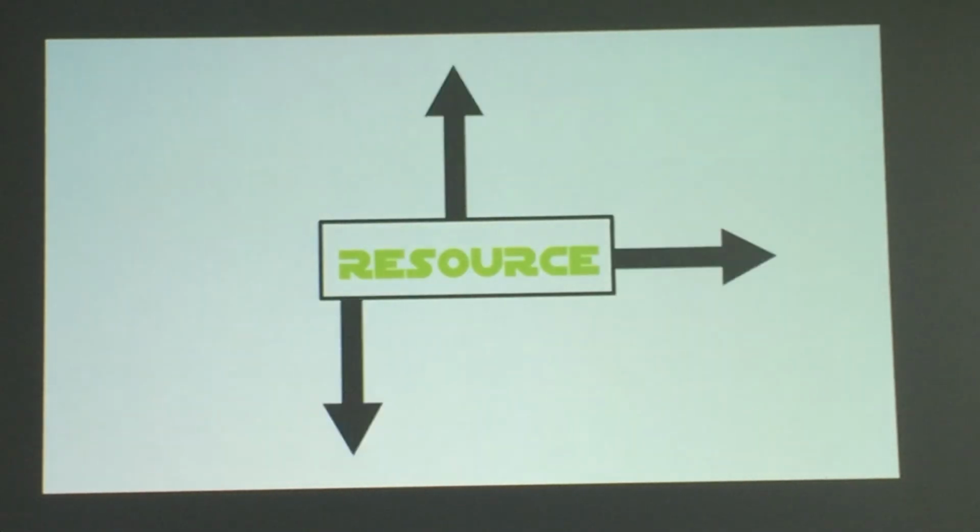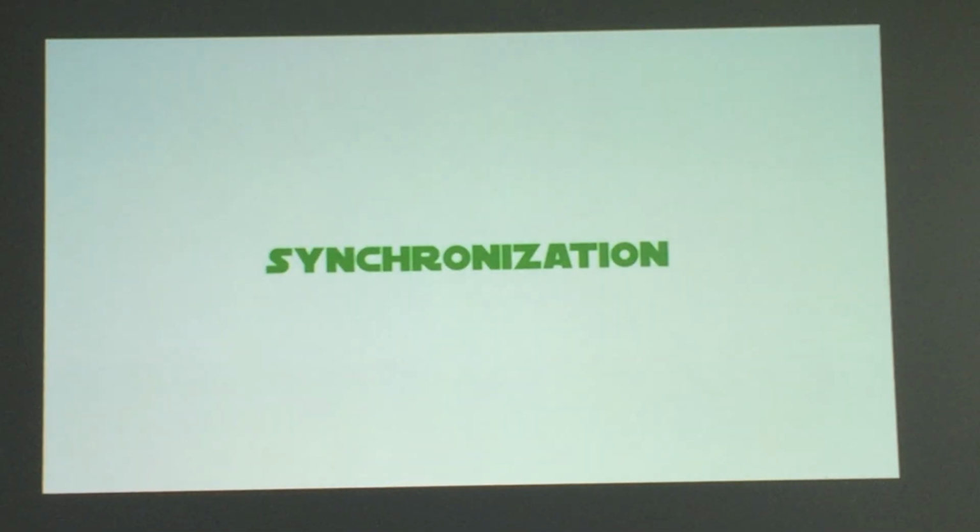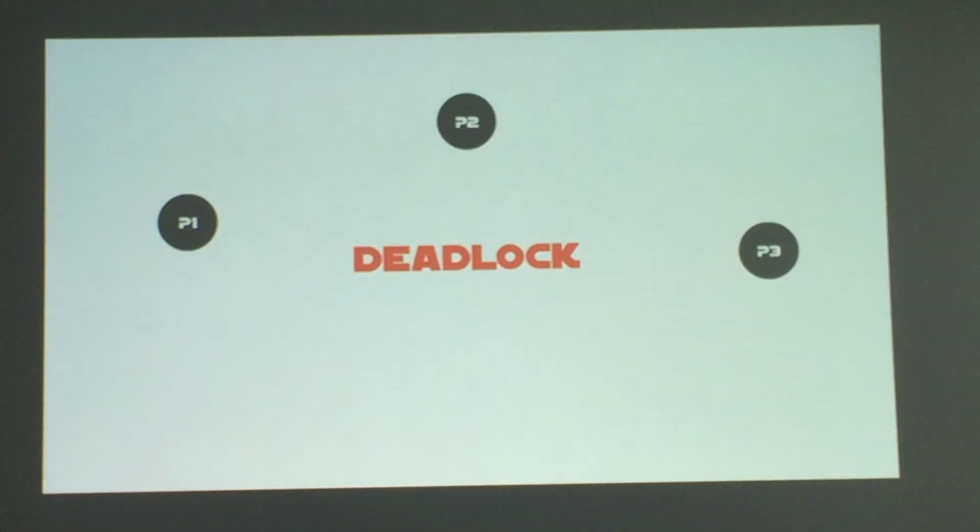So, now we know how resources are shared over a single process. How do we cope with multiple processes? There needs to be synchronization so that none of the following problems occur. Deadlock is a problem where no process is willing to release their resources, so everything is in a locked state.